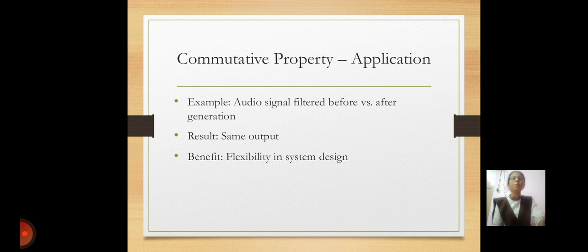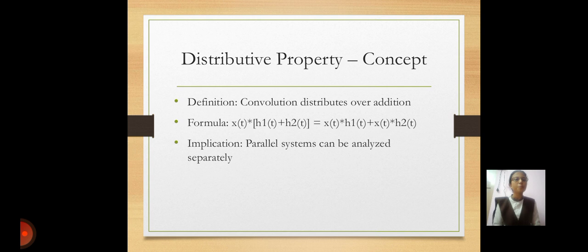The second property is the distributive property. Here, the distributive property means convolution distributes over addition. This tells us if a system is composed of multiple subsystems in parallel, say h1 and h2, we can convolve the input with each subsystem separately and then add them.